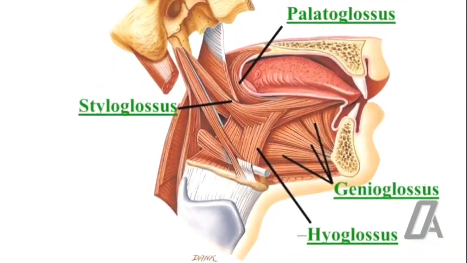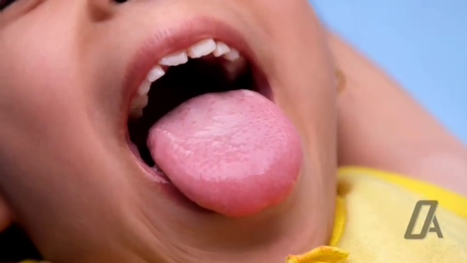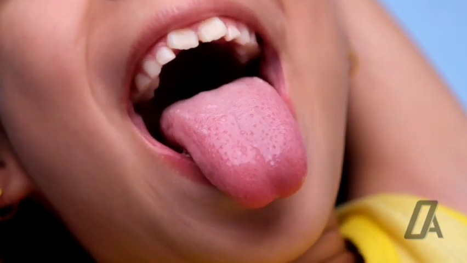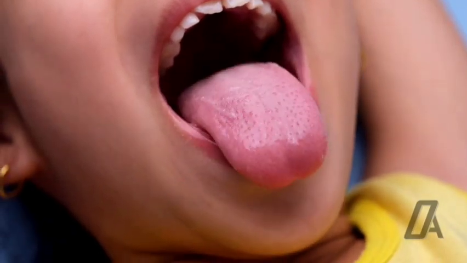The extrinsic muscles, on the other hand, develop from surrounding structures. These include the genioglossus, hyoglossus, styloglossus, and palatoglossus. They connect the tongue to other parts of the mouth and throat. They're responsible for larger movements of the tongue. As these muscles develop, they interweave in complex patterns. This gives the tongue its unique ability to change shape and position. It's this muscular complexity that allows for speech and efficient swallowing. The development of these muscles is very important for normal tongue function.